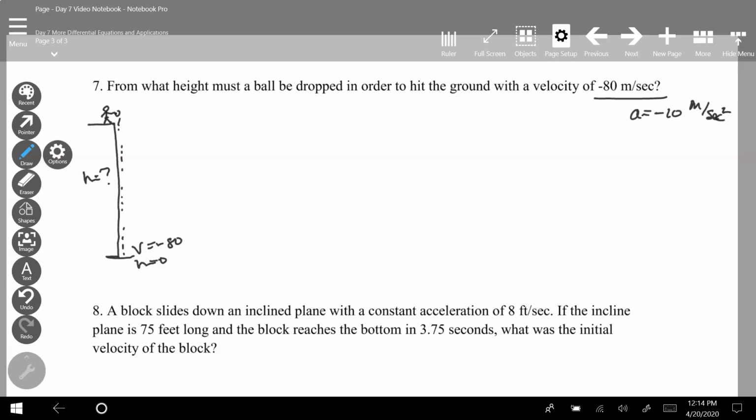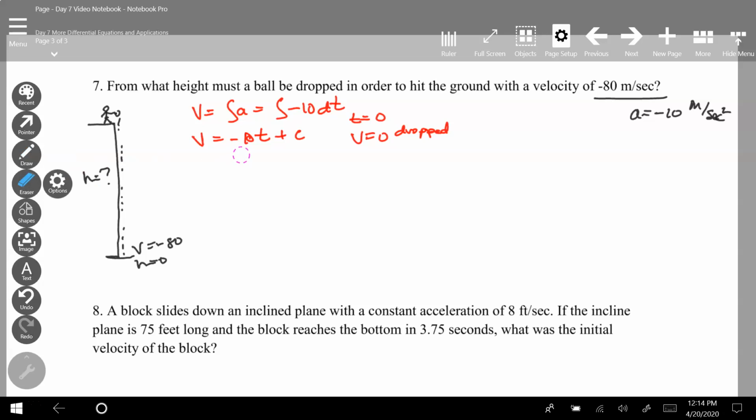Okay, next situation where we're going to drop a ball and it hits the ground with a velocity of negative 80 meters per second. I want to know the initial height. So, because it's in meters, my acceleration is going to be negative 10 meters per second squared, so my velocity is equal to the integral of a, which is the antiderivative of negative 10 dt. So v is equal to negative 10t plus c. But when t equals 0, my initial velocity is equal to 0 because it's being dropped. There's no initial velocity given to the ball. So I plug these in here.